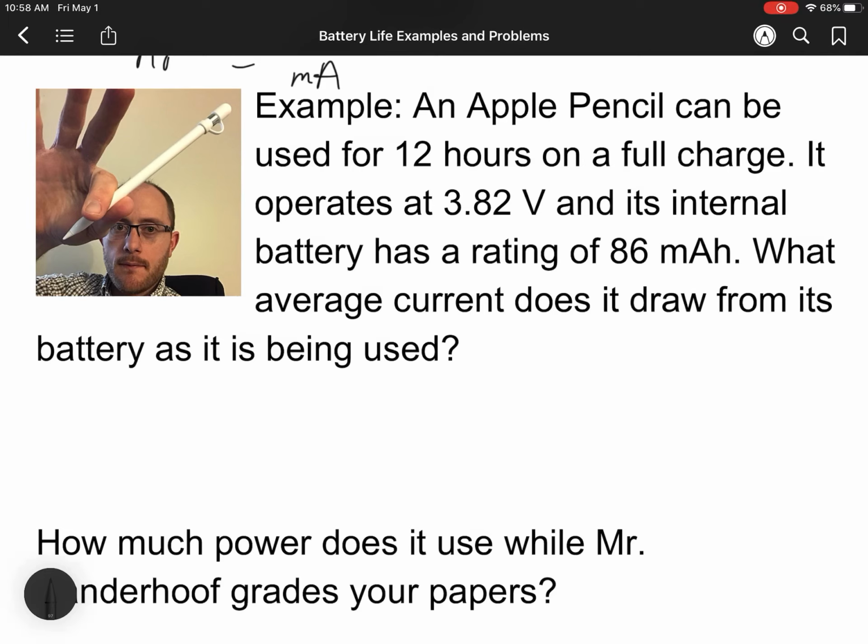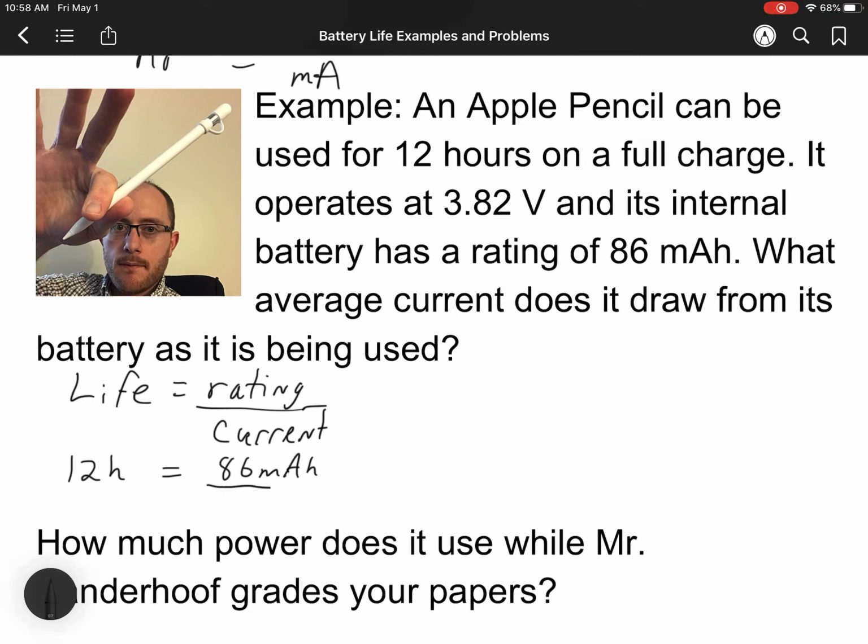So first thing we start with is this equation that says life is equal to rating divided by current. I could make all sorts of jokes about the true meaning of life, but in this case, life is equal to rating divided by current. So it said that the life of this battery is 12 hours. The rating of the battery is 86 milliamp hours. Now we're trying to find the current.